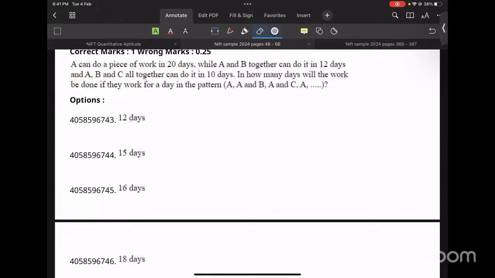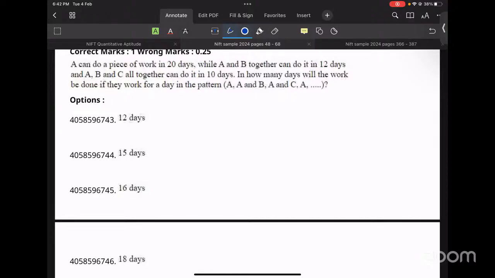A can do a piece of work in 20 days. See, this is a very interesting question. So A can do a piece of work in 20 days, while A and B together can do it in 12 days. And A, B, and C all together can do it in 10 days. In how many days will the work be done if they work for a day in the pattern A, A and B, A and C, then A.